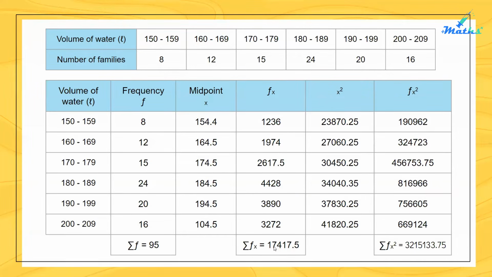Now we need to find the mean. This is the mean formula: sum fx divided by sum f. The sum fx is 17417.5 and the sum of frequency is 95. So we take 17417.5 divided by 95, and we get 183.34 liters.